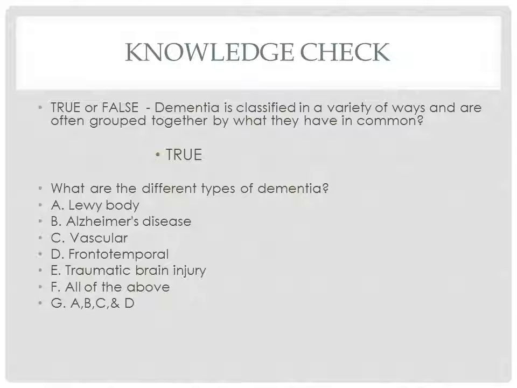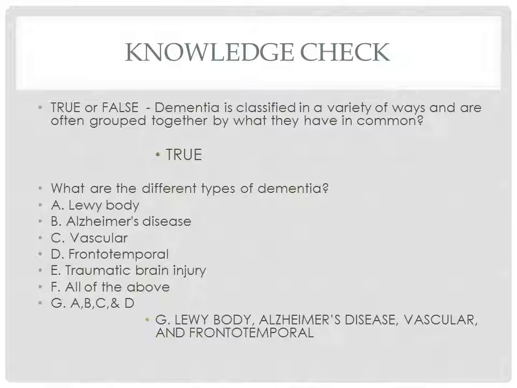I'll give you a second to think about that. What are the different types of dementia? A. Lewy body. B. Alzheimer's disease. C. Vascular. D. Frontotemporal. E. Traumatic brain injury. F. All of the above. Or G. Only A, B, C, and D. If you selected the last one, G, you are correct. The different types of dementia are Lewy body, Alzheimer's disease, vascular, and frontotemporal.